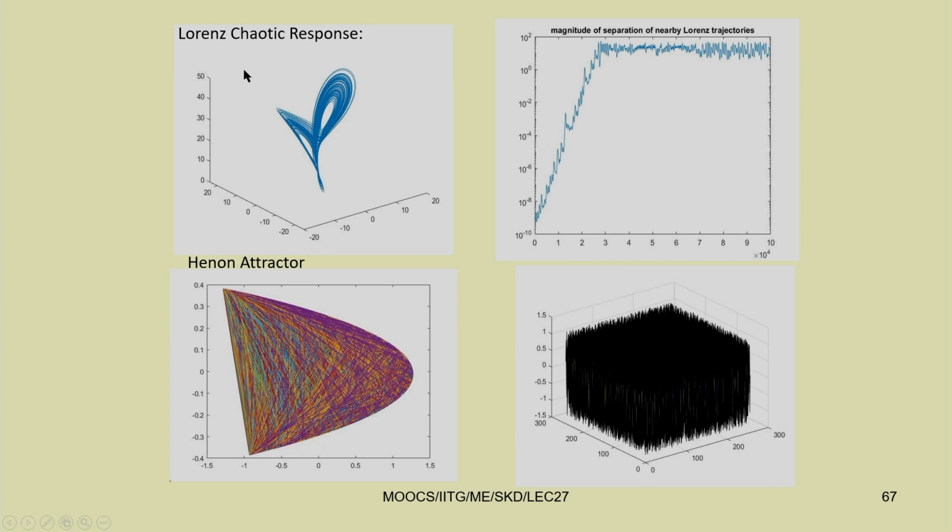Here, for the Lorenz attractor and Henon attractor, it is shown how the separation grows with the initial separation. Starting with a term of 10 to the power minus 10, finally you see a separation of 10 to the power 2, that means the separation has increased 10 to the power 12 times. It increases exponentially. If you find the Lyapunov exponents, you can see some of them are positive, which is why they are chaotic attractors.